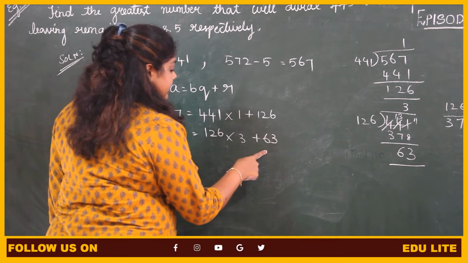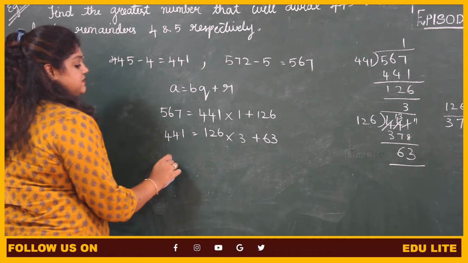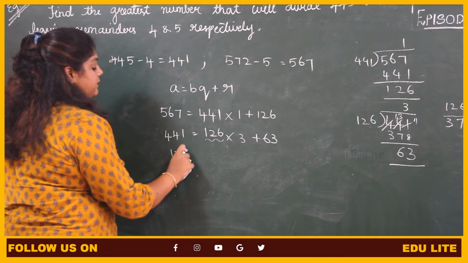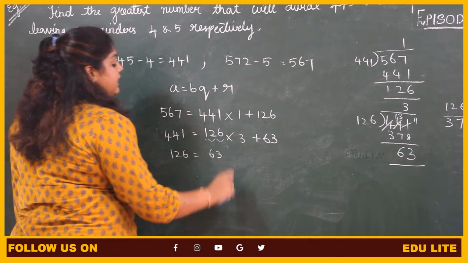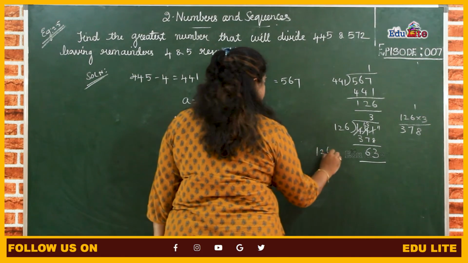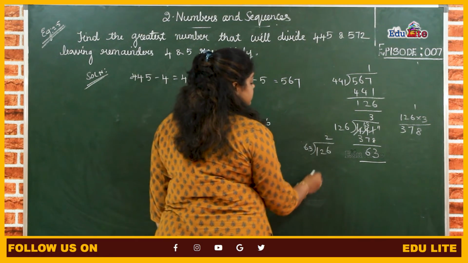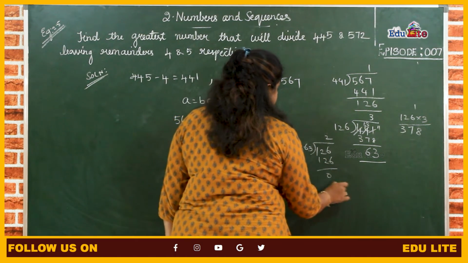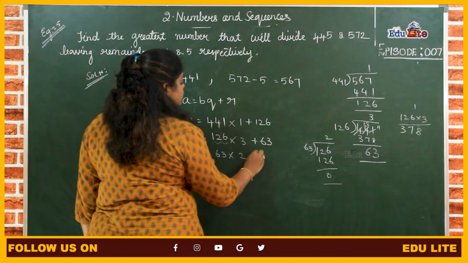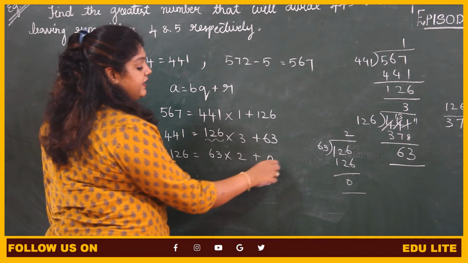Again the remainder is not equal to 0. We have to proceed in the same way. Now 126 will become the dividend and 63 will become the divisor. So we have to divide 126 by 63. By multiplying 2 with 63 we will get 126. So 63 into 2 plus 0. Now we got the remainder as 0.